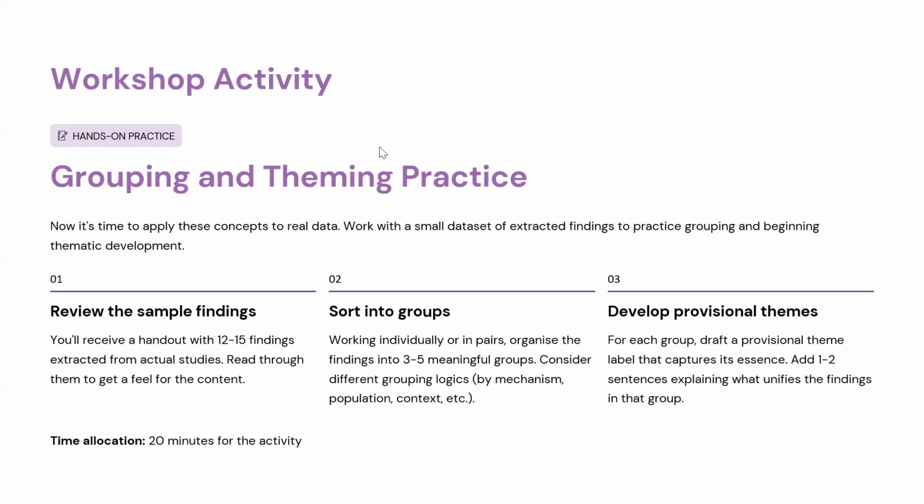Yeah, so as I was saying, we have 15 findings that have been extracted. Your job is, first of all, to read through them and get a feel for the content. Secondly, you guys will be working in groups, and your task is essentially to organize the findings into 3 to 5 meaningful groups. Consider different grouping logics by mechanism, population, context, etc.